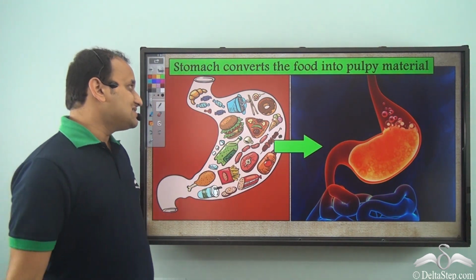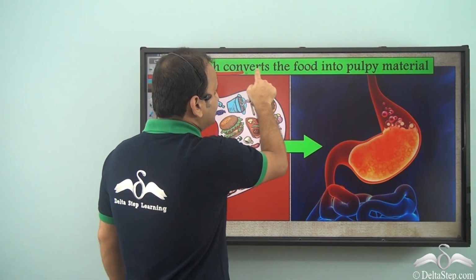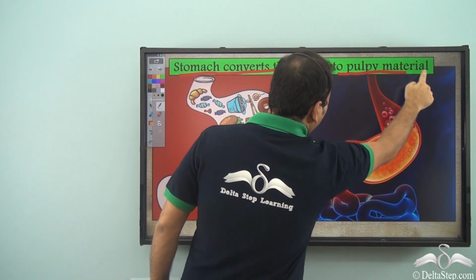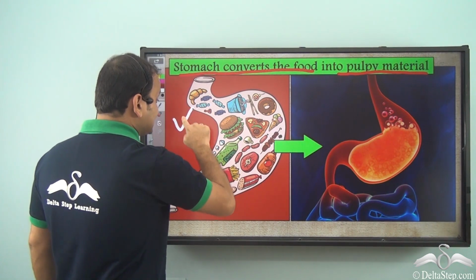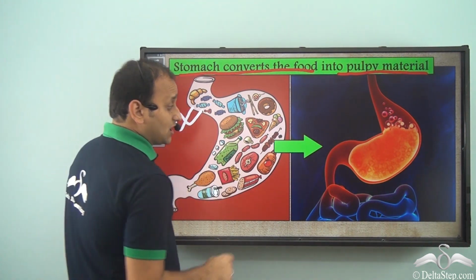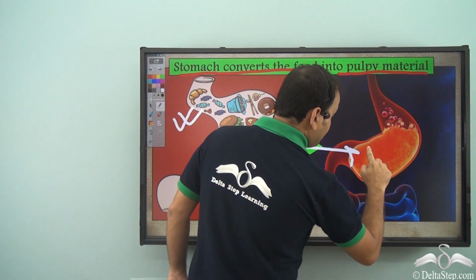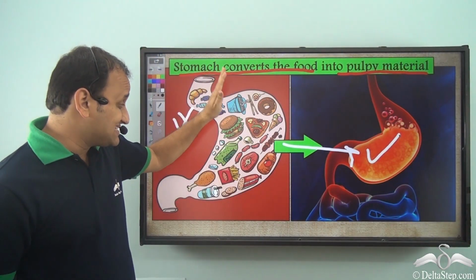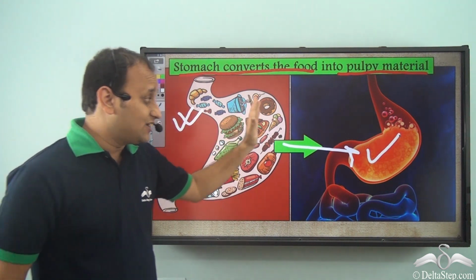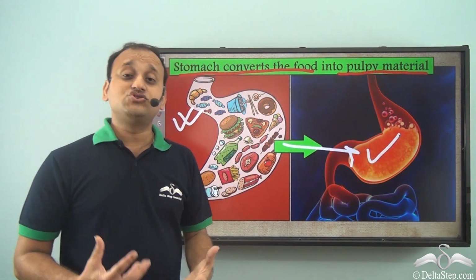So what stomach does is, stomach converts the food into a pulpy material. So all the food that we eat, that is converted into a pulpy material here. So you see, the stomach converts the entire food that we eat into a pulpy material or a juicy material.